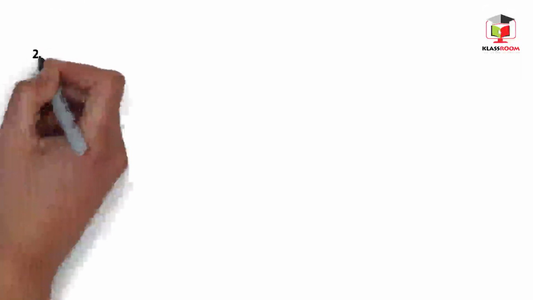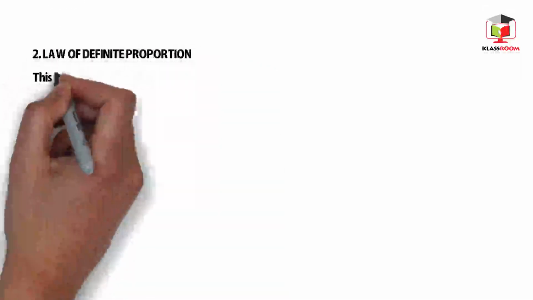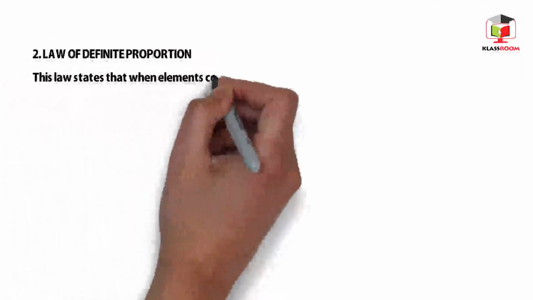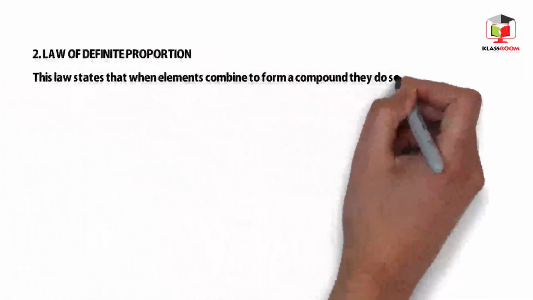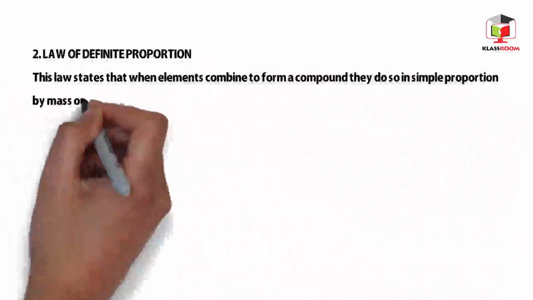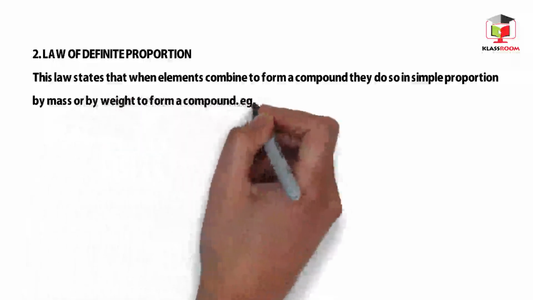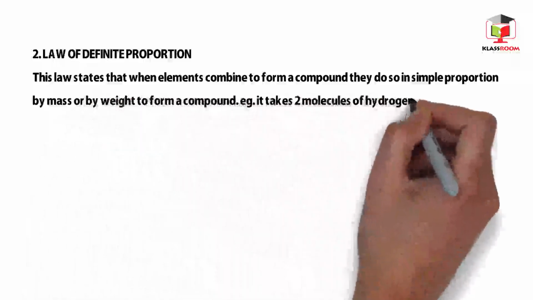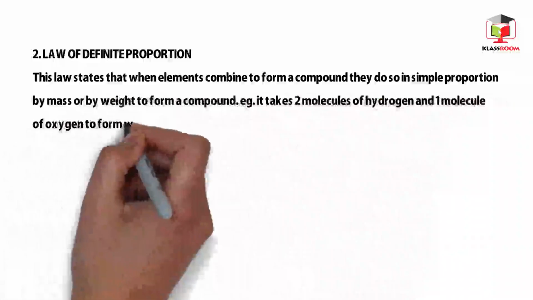Number 2, law of definite proportion. This law states that when elements combine to form a compound, they do so in simple proportion by mass or by weight to form a compound. For example, it takes 2 molecules of hydrogen and 1 molecule of oxygen to form water.